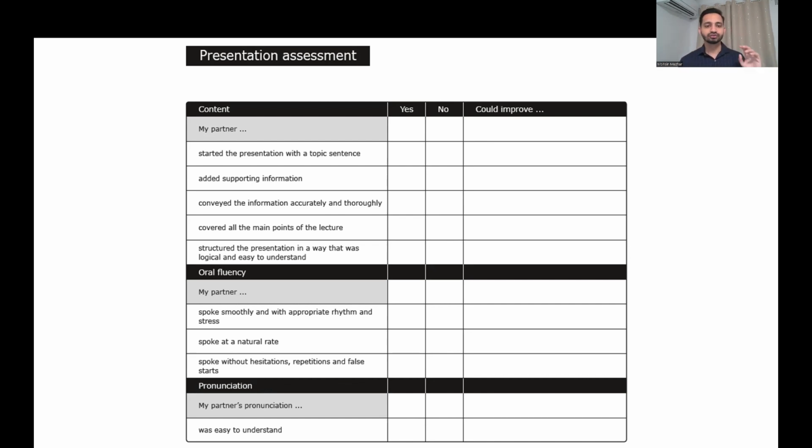Then you should convey the information accurately and thoroughly. Cover all the main points of the lecture, and structure the presentation in a way that is logical and easy to understand. So what is the topic? What are the details? How do I conclude? It flows in a logical and easy to understand way as well. Okay. Do not use very complex structures when explaining.